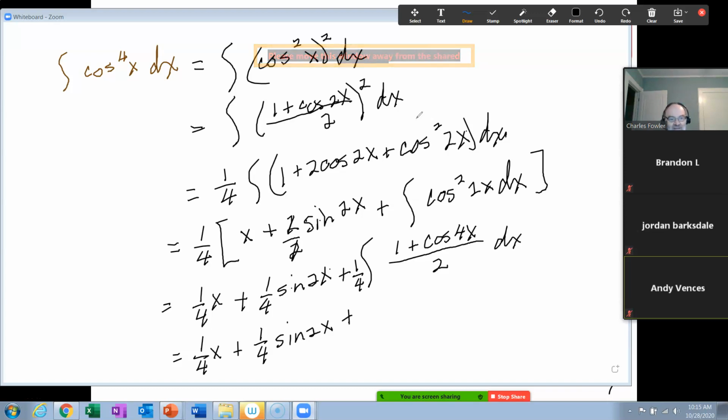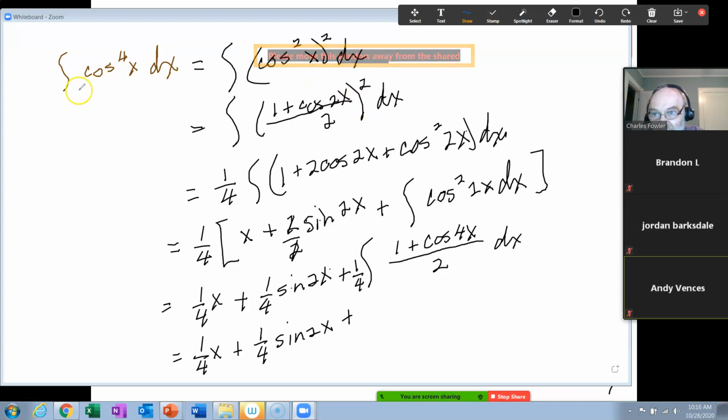Okay. So, Andy, we're in Chapter 8, Integration Techniques and Improper Integrals. So we're going to focus on integration techniques. We're in 8.3, which are trigonometric integrals. And we're on page 534, example 3. Not on the PowerPoint, so we're doing it on the whiteboard.